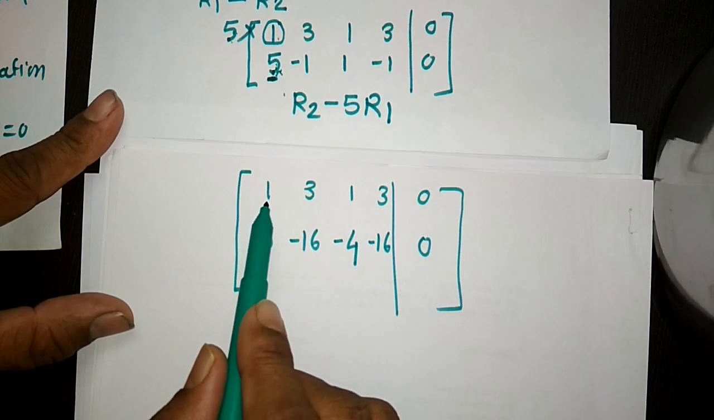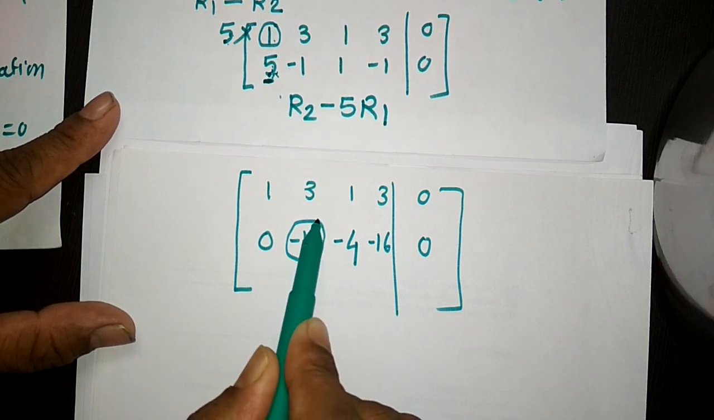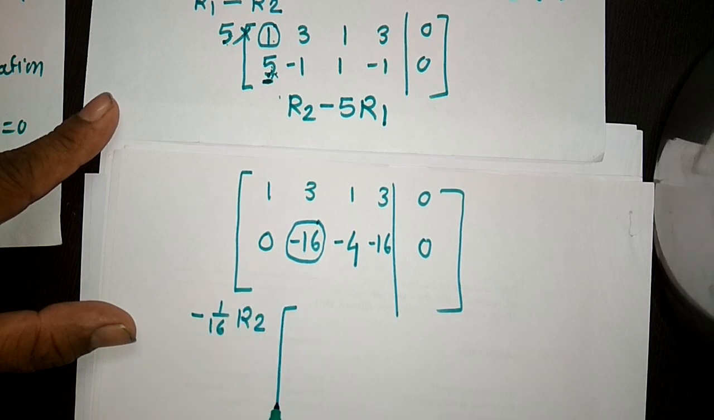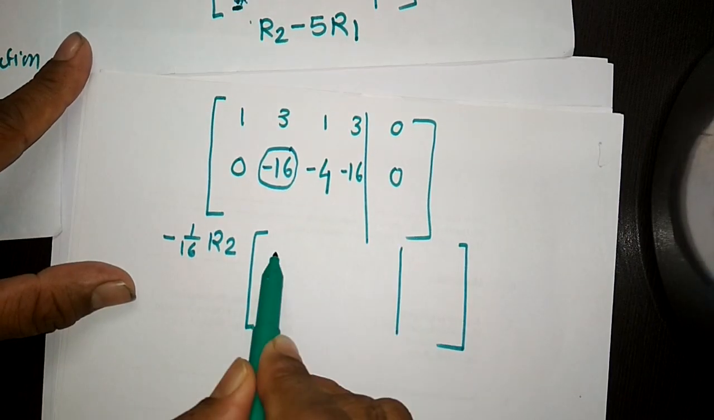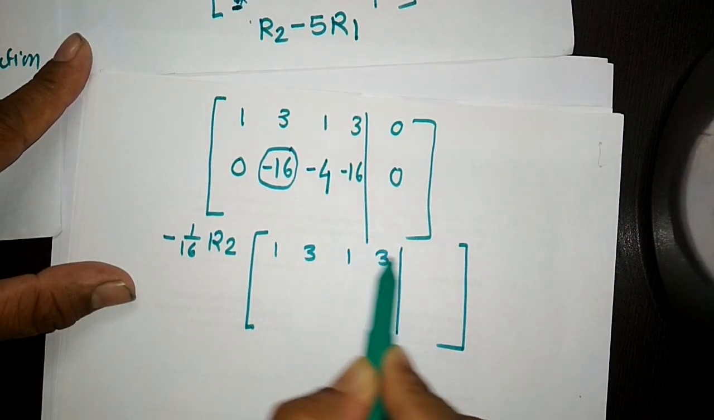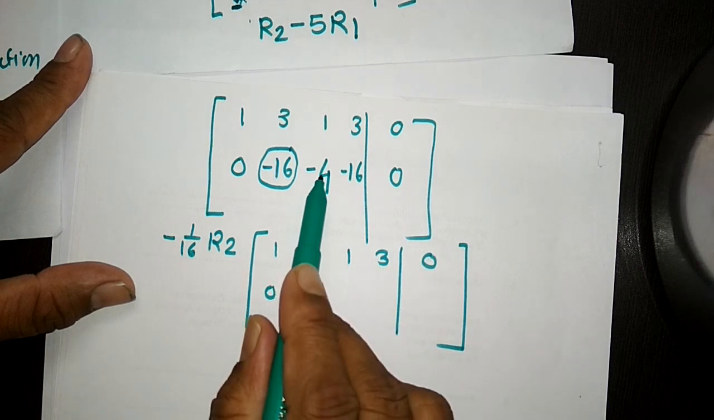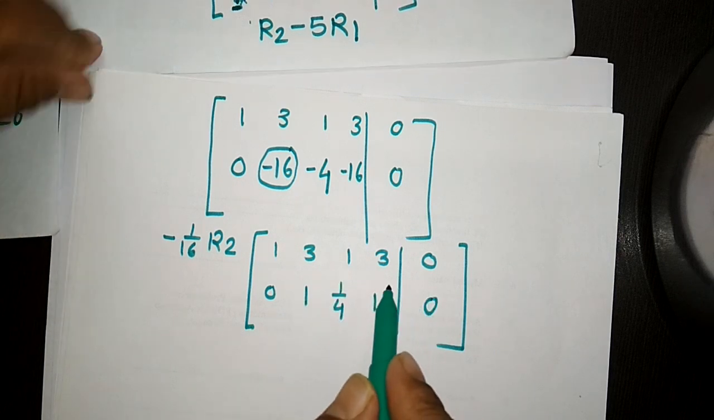So this is the leading element 1. This one is 0. Now we make this element 1, the leading element. So I use the operation minus 1 by 16 times R2. So the new matrix here is 1, 3, 1, 3, 0, and 0, 1, 1 by 4, 1, 0. This is 1 minus 4 upon minus 16, that is 1 by 4. This is 1 and this one is 0.